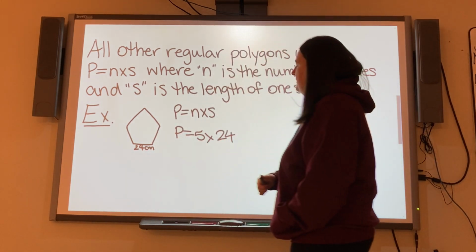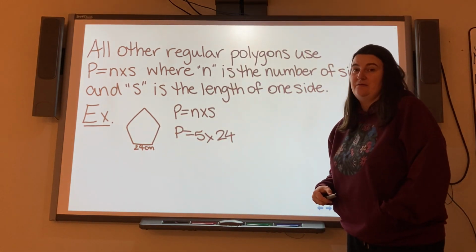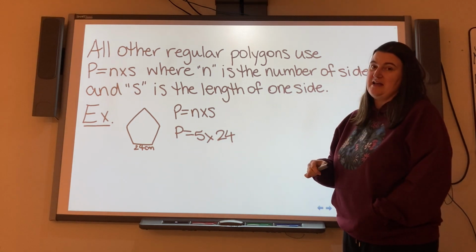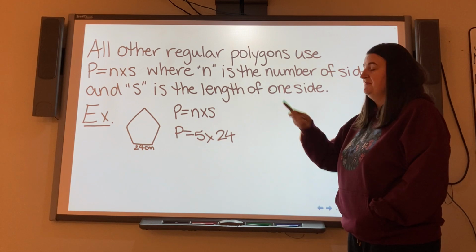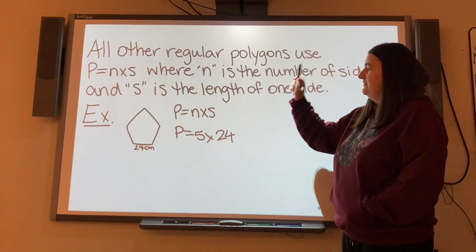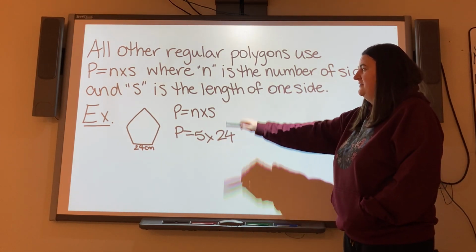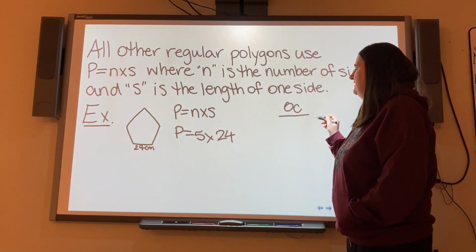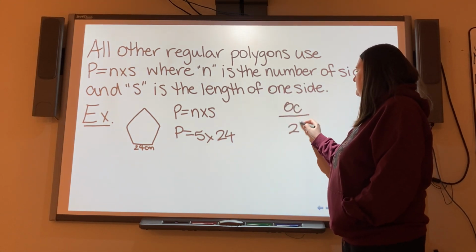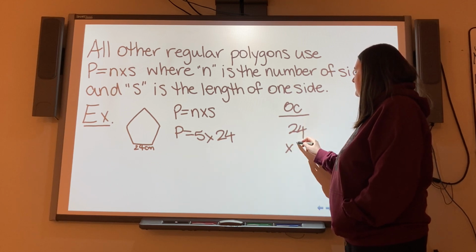So P equals 5 times 24. P equals n, the number of sides, which is 5, times s, how much is each side? 24. So I've replaced the n with 5, the s with 24, and now all I have to do is an outside calculation, 24 times 5.